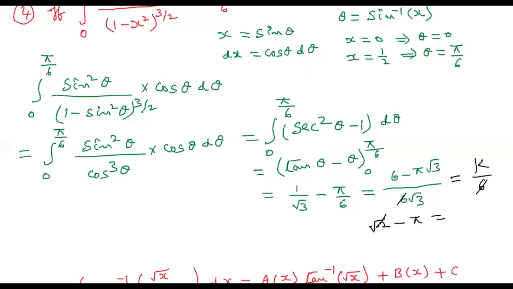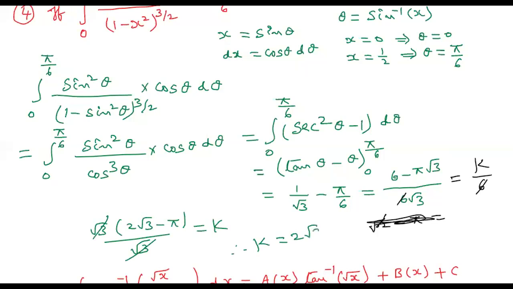See the calculation. In the numerator, take root 3 common, we get 2 root 3 minus pi divided by root 3, that is equal to k. So root 3 cancels. Finally, what is the k value? 2 root 3 minus pi. So this is also an easy question, but we want to get the idea.